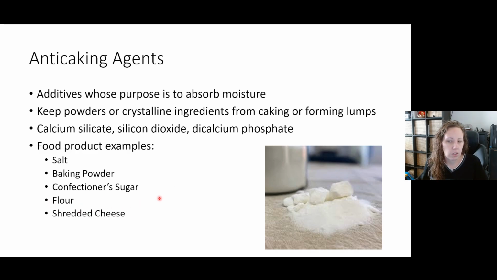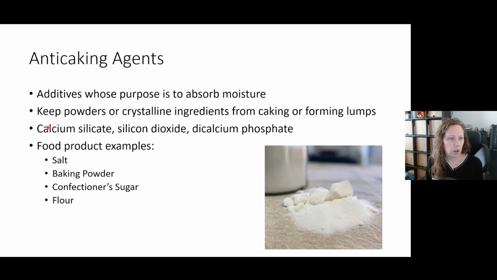In flour, I'll also say, because anti-caking agents can help flour, you'll often see these anti-caking agents also in things that flour is in. So like baking mixes, you'll find these anti-caking agents in.